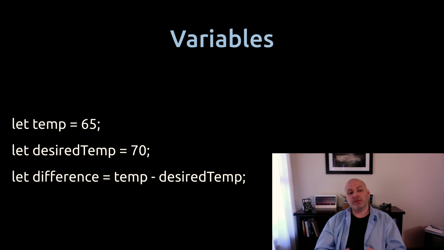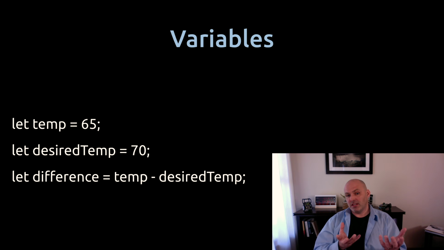We then determine the difference by taking the current temperature and subtracting the desired temperature. And whatever the result is, we're going to assign to a new variable called difference. So we've created 3 variables here: temp, desired temp, and difference. Notice that temp and desired temp we've hard-coded. We've put these values in there.